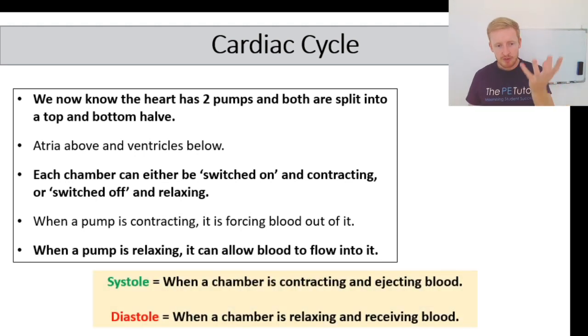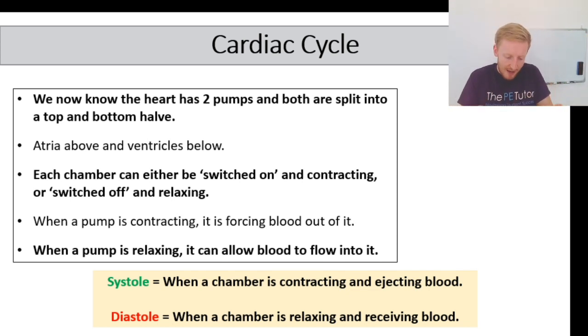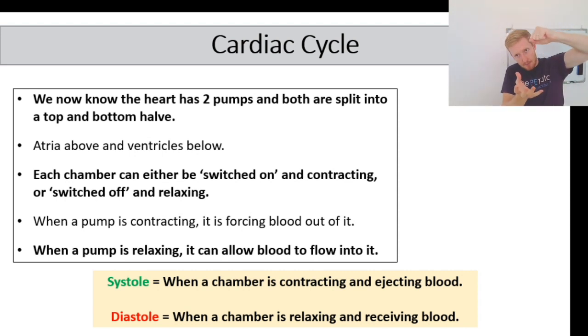When a chamber is contracting, or the muscle around the chamber is contracting, we call that systole, or systole, as you might have heard it. And when the chamber is relaxing, and it's entering this relaxed state, it's expanding and it's receiving blood, because when the atria contracts, thud, the ventricle is expanding and receiving blood in a relaxed state.